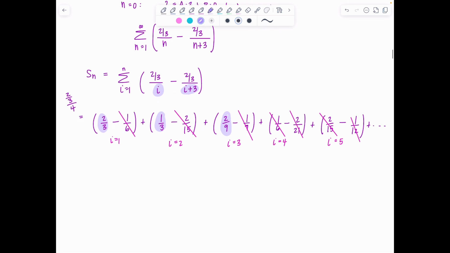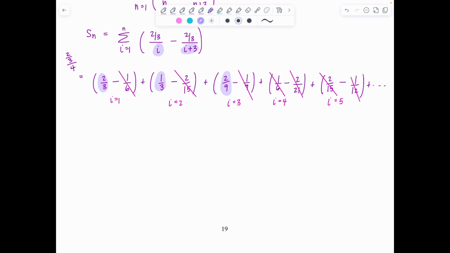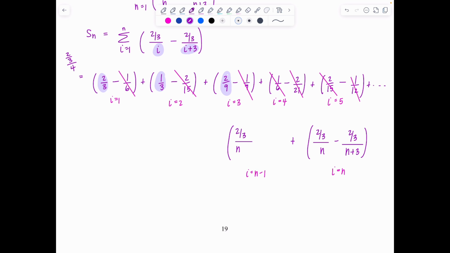And then I need the ones at the end, because I should have 3 more survivors at the end. So let's do i equals n. That's the last one: 2/3 over n minus 2/3 over n plus 3. And then before that, we'd have i equals n minus 1. So that would be 2/3 over n minus 1 minus 2/3 over n plus 2.